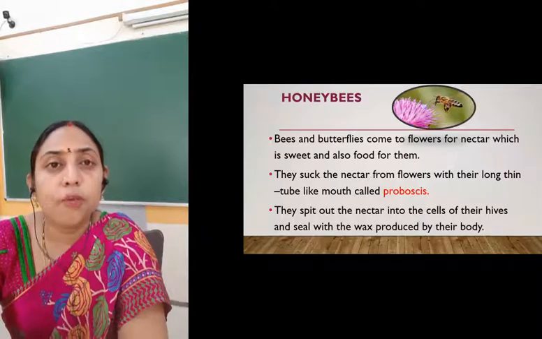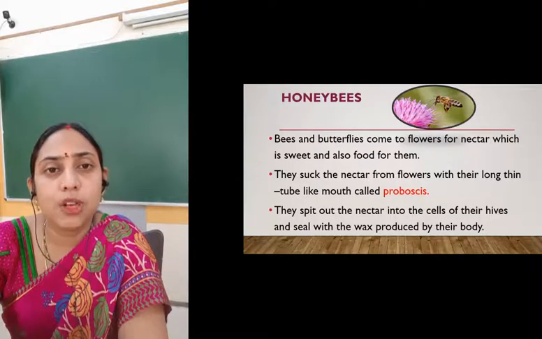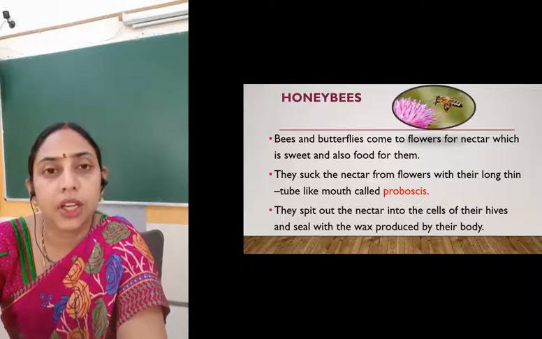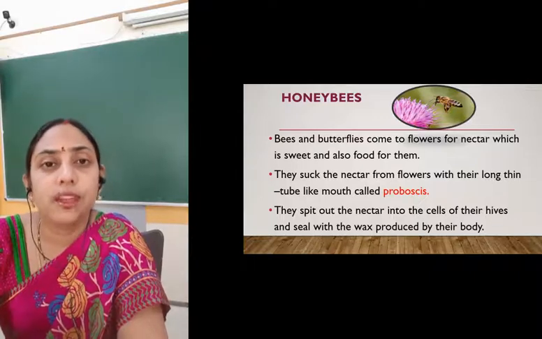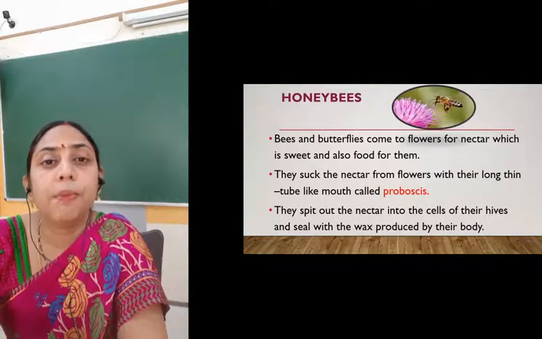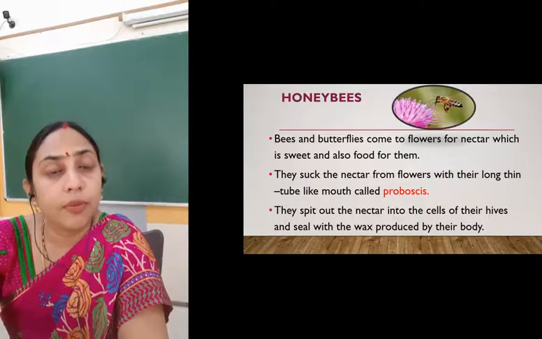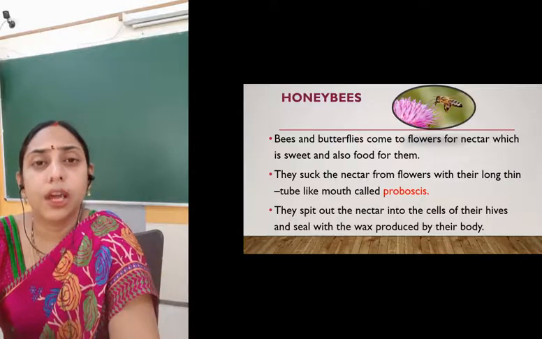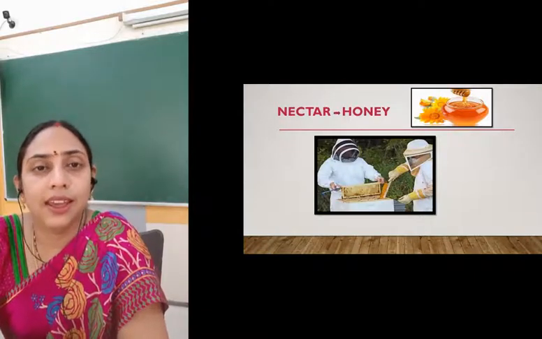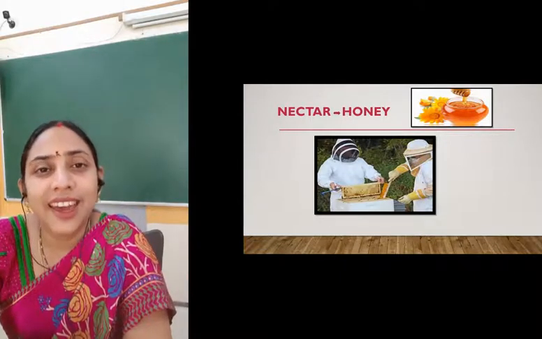Spit means to remove from the body. In Hindi we say thukna, but that means to remove something from our body through the mouth, right. So that is spitting. They remove that nectar from inside their mouth, keep it in the cells, seal the cells and leave it for some time. After some time what happens? This nectar changes into the sweet, tasty honey, right.